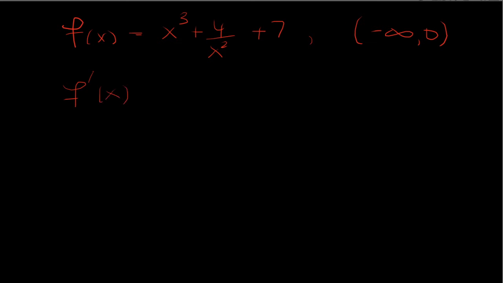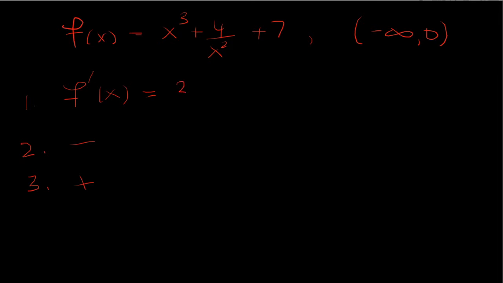We want to prove that there's exactly one zero for the following examples. So we have f of x is x cubed plus 4 over x squared plus 7. The interval is negative infinity to 0. There's three things we need. We need the derivative, a negative, and a positive value.